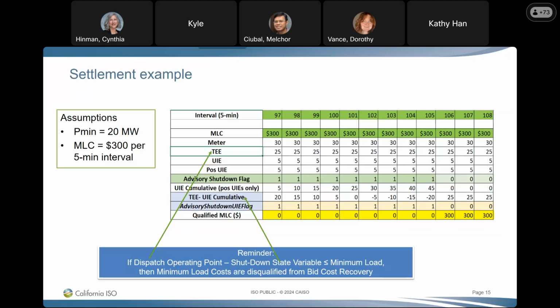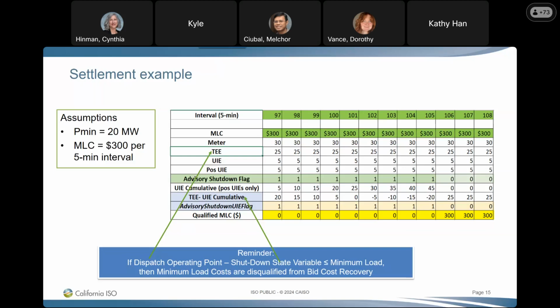So the advisory shutdown flag, okay, you can hear me right. Good morning, everyone. So the green is actually our input to settlement. So if you're referring to that, that is independent of what the generator is doing. If you're referring to the second to the last row, that's already a combination of calculations. Cindy mentioned to you how that's computed. Is your question on that second to the last row or not?